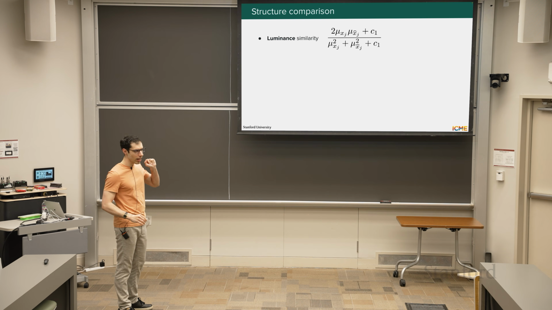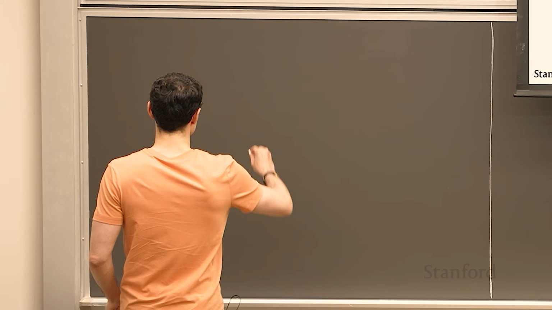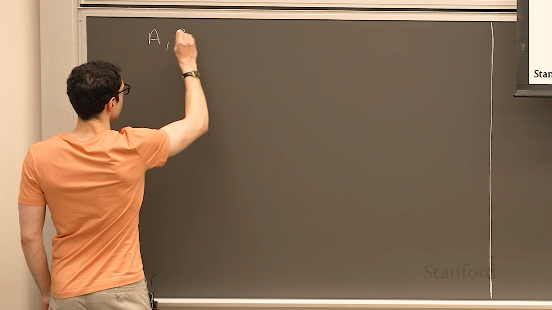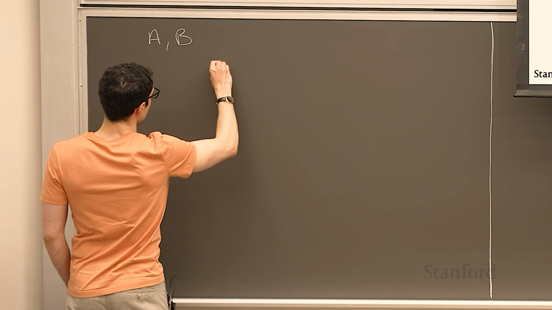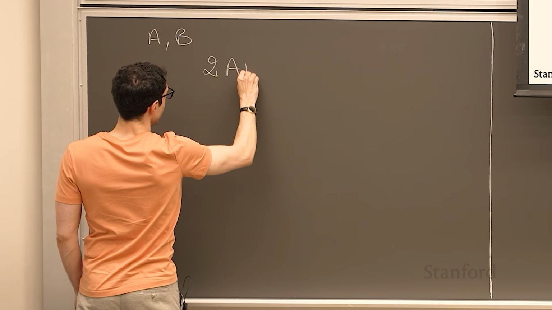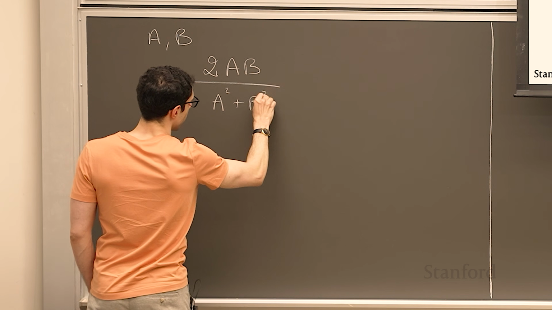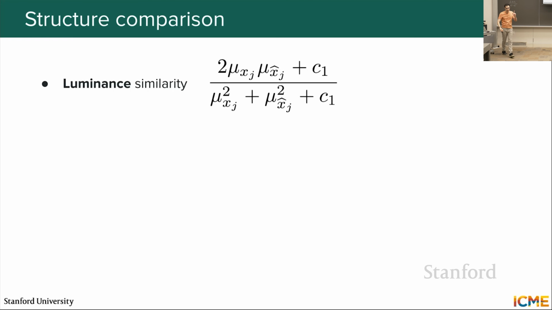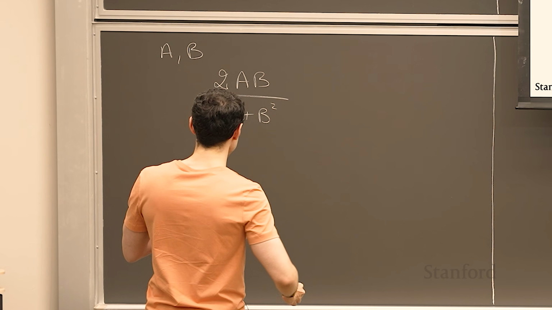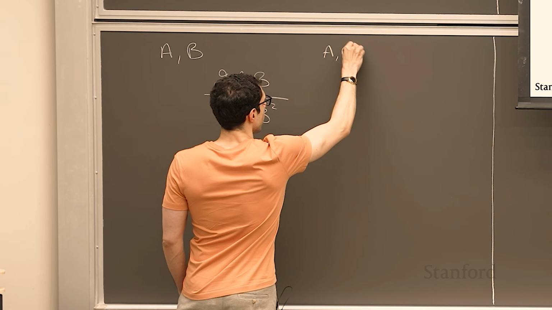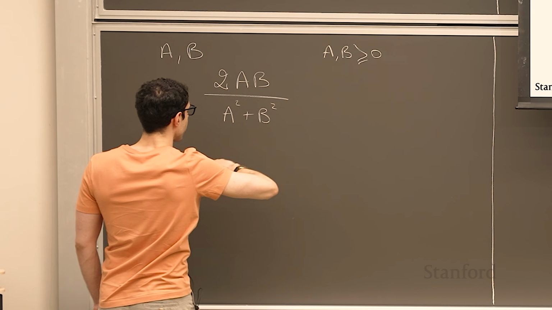If you're looking at the formula, what you see is there are 2 quantities. So let's note them A and B in this case. And you have something like 2AB over A squared plus B squared. So you also have a constant that is just for stability purposes, just in case both of them are 0. But in this case, you can assume that A and B are greater than 0.